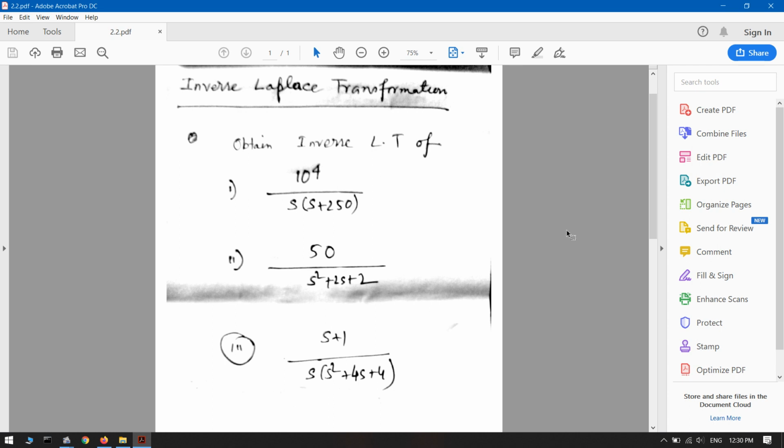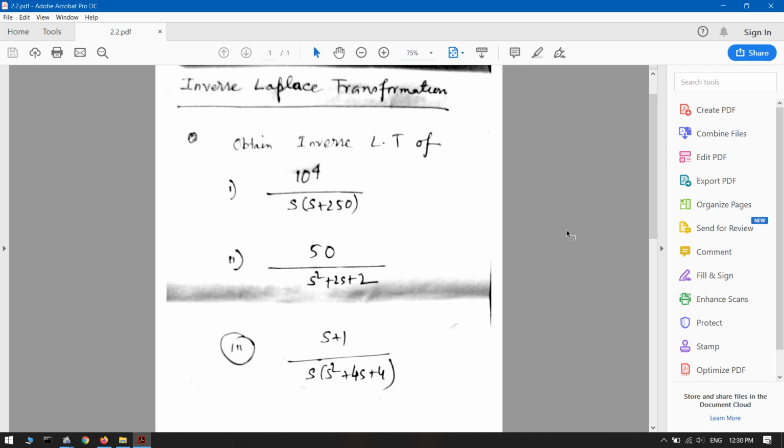I am using only the partial fraction method, that's why. But you can solve it that way. That is 50 by s square plus 2s plus 2. You can write 50 by (s plus 1) whole square plus 1 square. In that way also you can solve. There is no harm. But here I am using only one method, that is the partial fraction method.